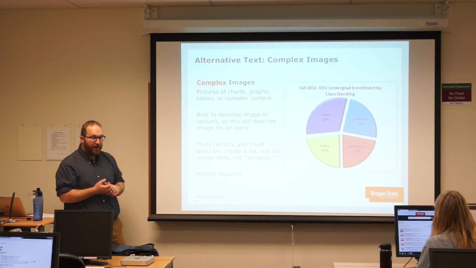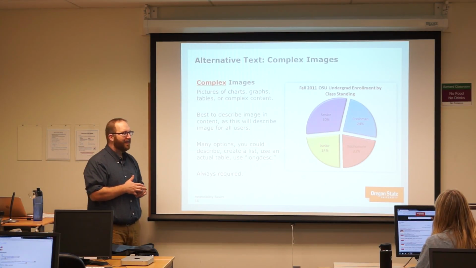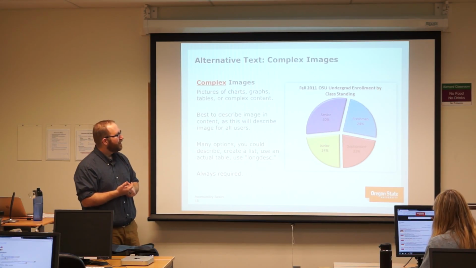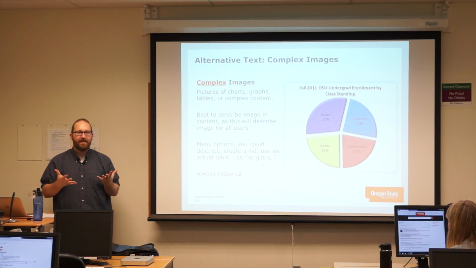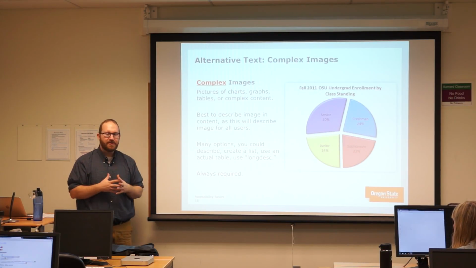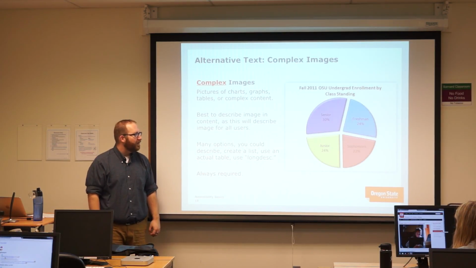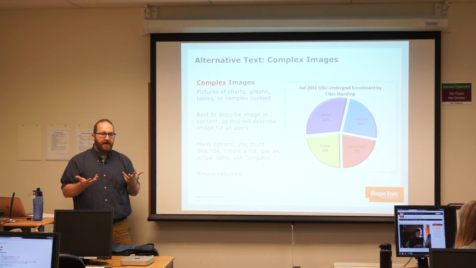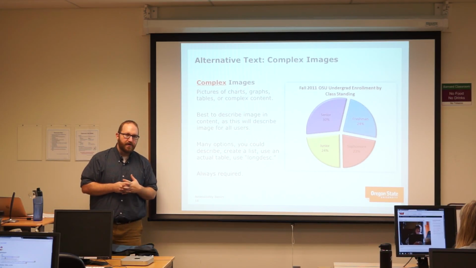So I like to say complex images are very complex. We can have a long conversation about how to make complex images accessible, but the main point that I'll make is we still have to provide information somehow to someone. So if you have something like this old pie chart that I made of OSU undergrad enrollment by class standing, well, someone who's sighted can see that information, can make meaning of it, but someone who's blind or using a screen reader isn't going to be able to understand that.